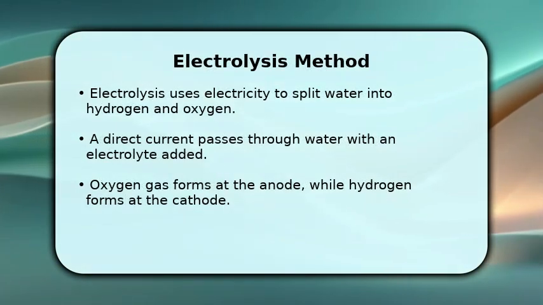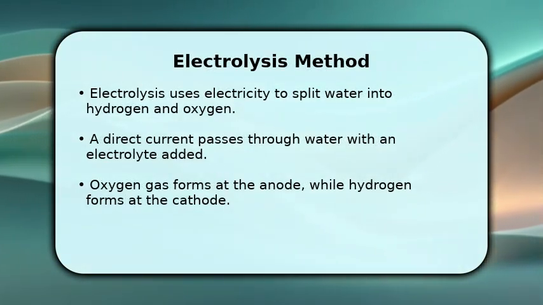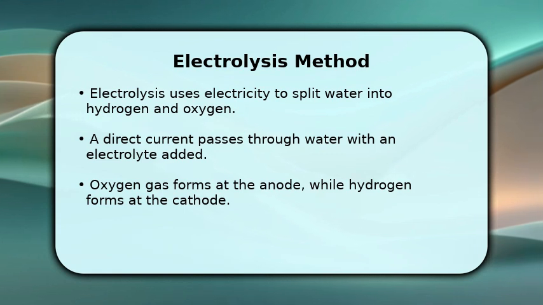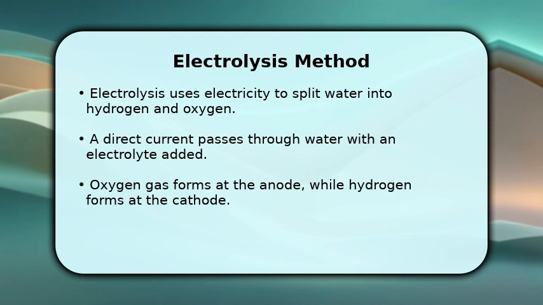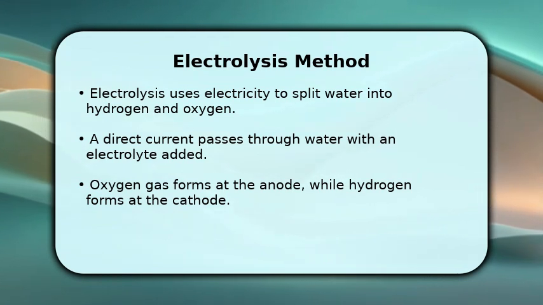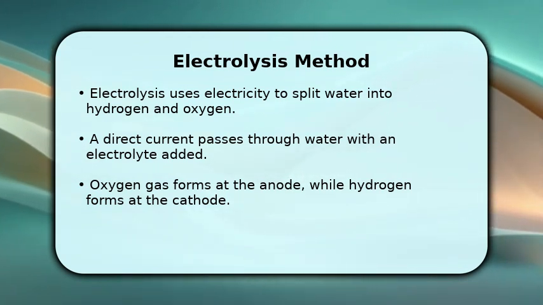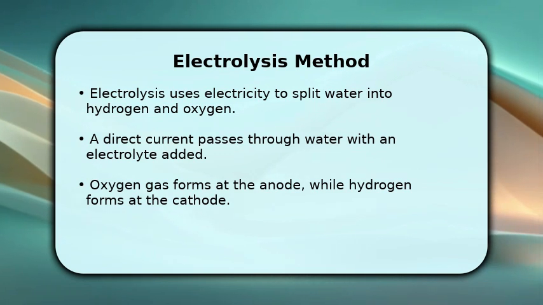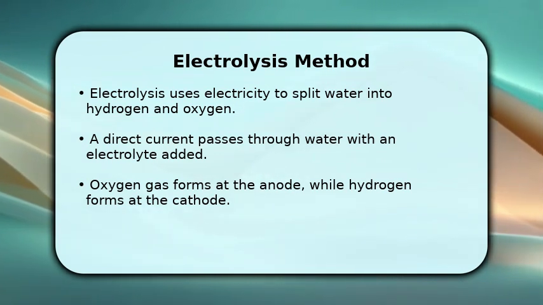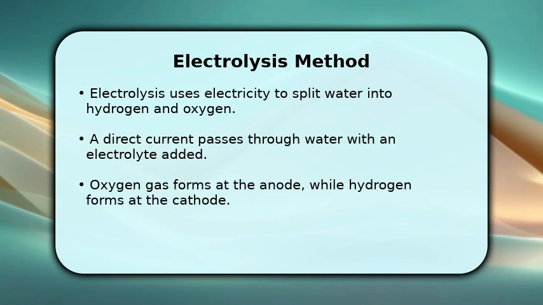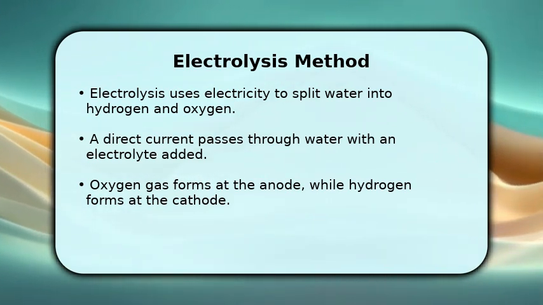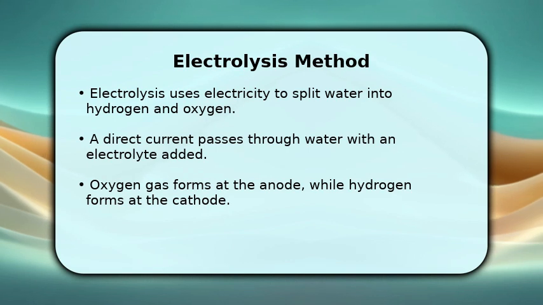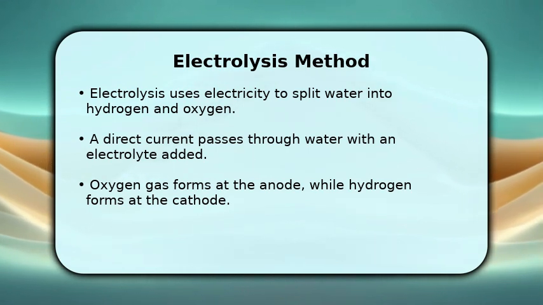One fundamental method for producing pure oxygen is the electrolysis of water. This process involves passing an electric current through water, which contains a dissolved electrolyte to enhance conductivity. The electricity breaks the water molecules apart, releasing oxygen gas at the positive electrode, known as the anode, and hydrogen gas at the negative electrode, or cathode. It's a clean and effective way to generate oxygen.